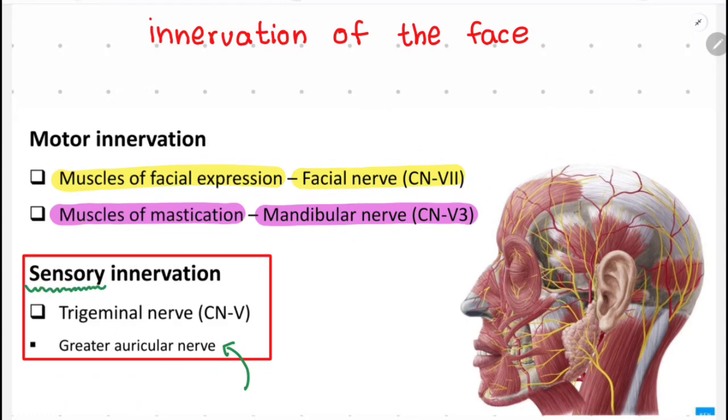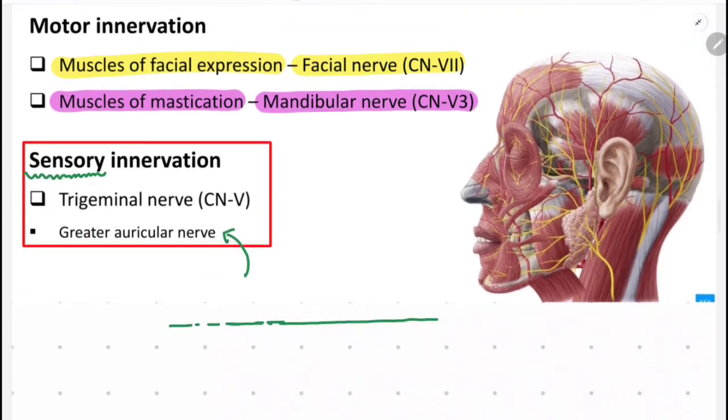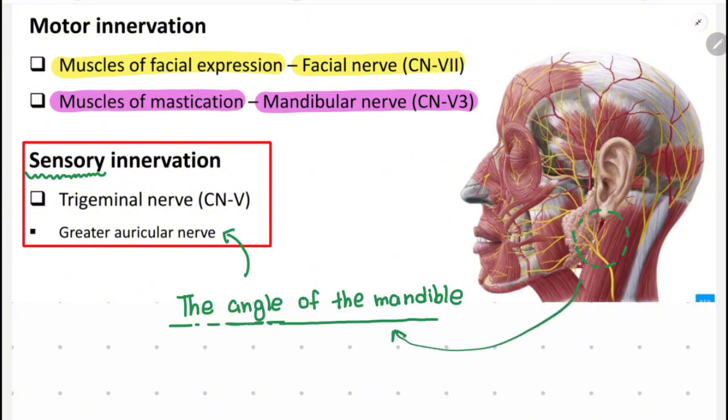Now let's talk about the sensory innervation of the face. Most of the sensory supply to the face is provided by the trigeminal nerve, which is the 5th cranial nerve. However, there is an important exception, the angle of the mandible, which is supplied by the greater auricular nerve. The trigeminal nerve has 3 main divisions, each supplying a special region of the face.